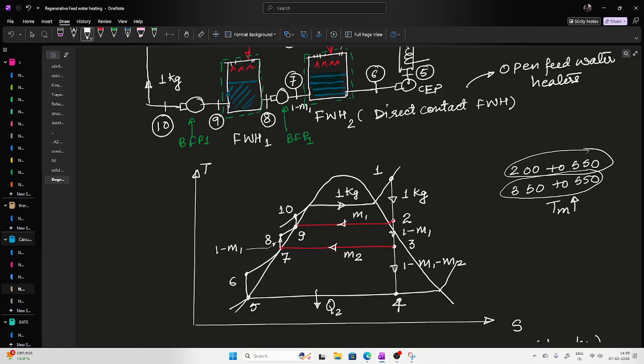Now in the next lecture I will show you how to model this particular type of Rankine cycle in Excel, and then we will be doing the same thing using CyclePad.